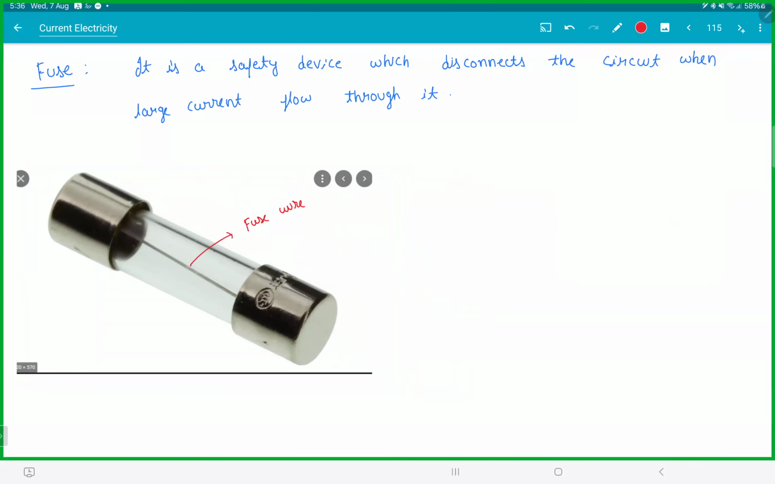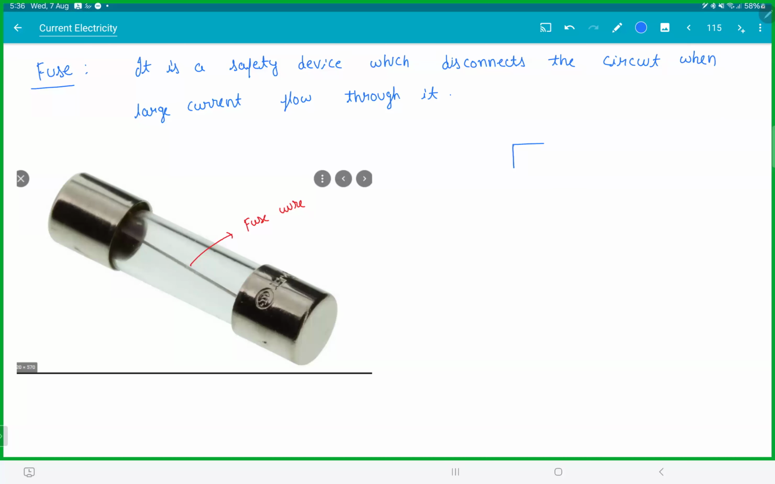So these things have a certain rating. Next time, observe, when you switch on your AC, on top of the switch, it will be written some 16 ampere. Ever seen that? On top of your switch, it will be written some number. So what this means is, these things can carry only a certain current. Once the current exceeds this, the wire will melt and the circuit gets disconnected.